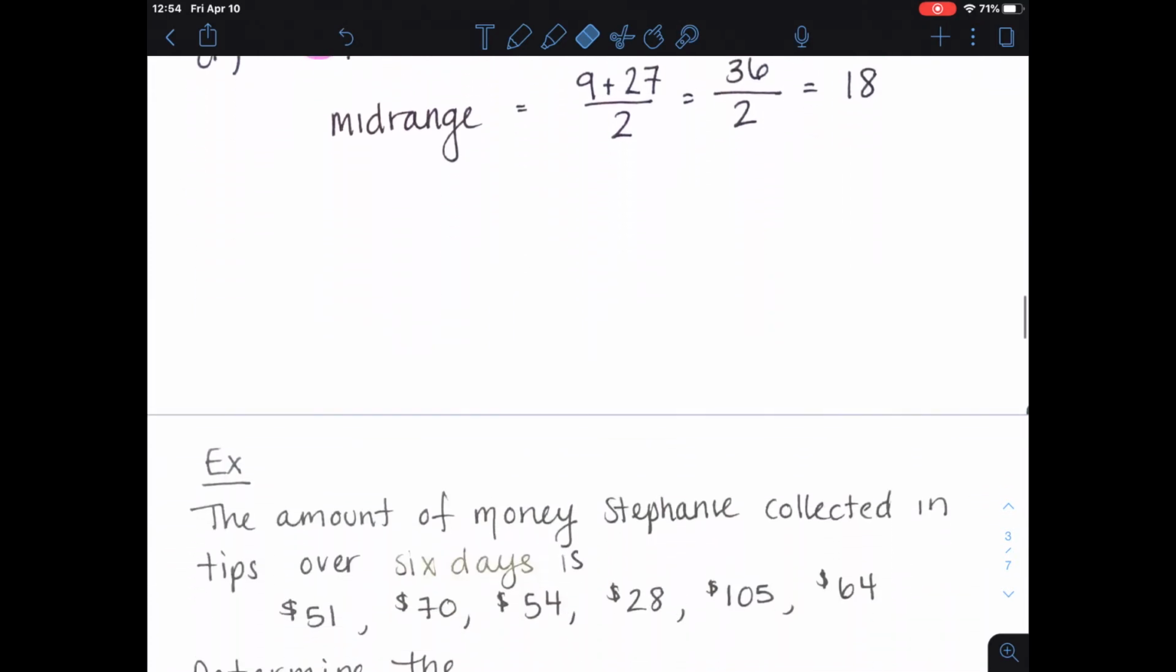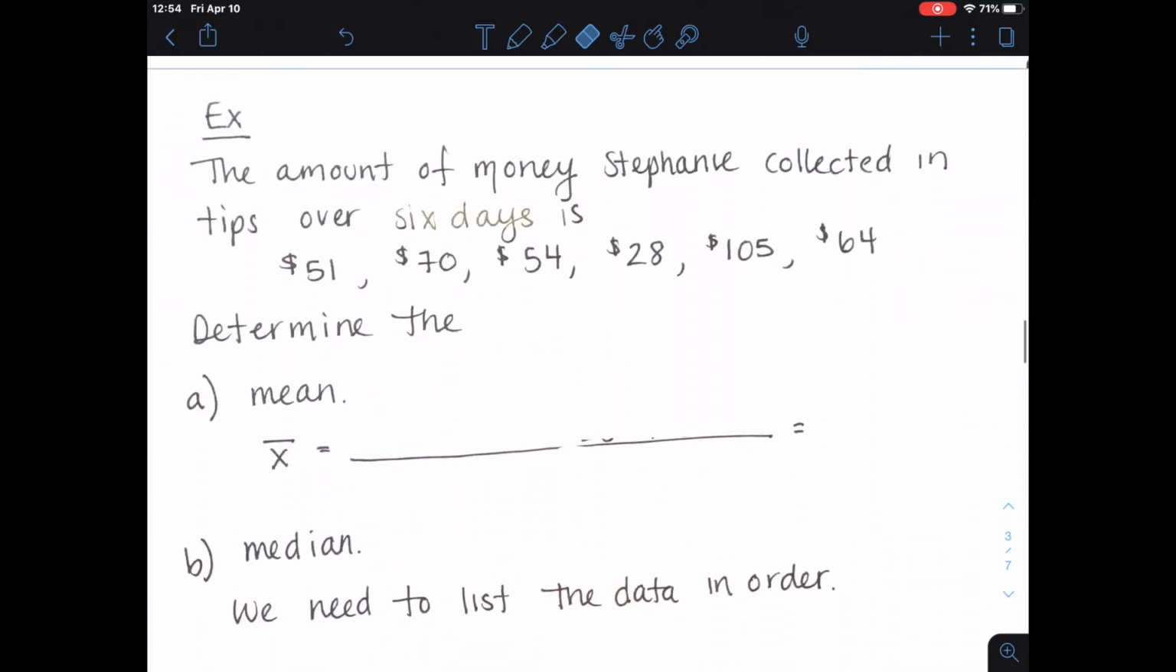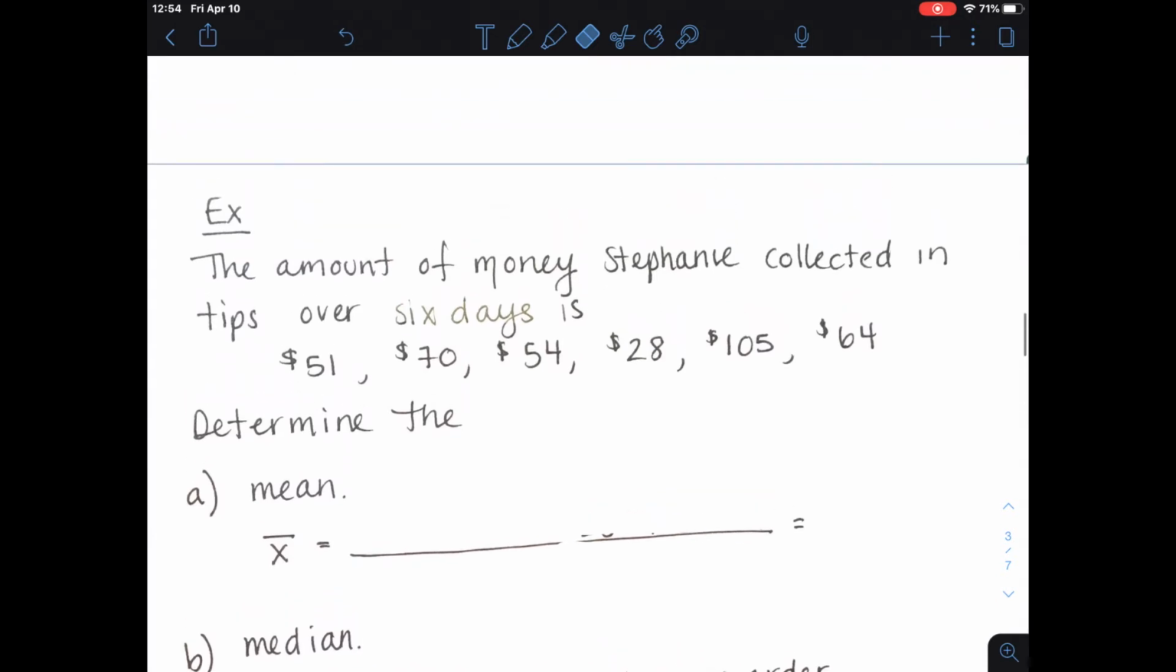So let's just do some more examples utilizing this information. The amount of money Stephanie collected in tips over 6 days is given by these following values. One day she earned 51, then 70, 54, 28, 105, and 64. We're going to determine all the different measures of central tendency.